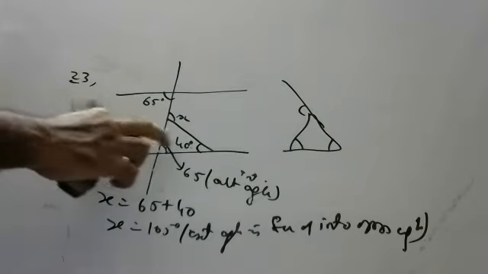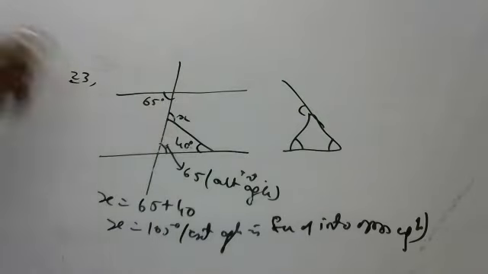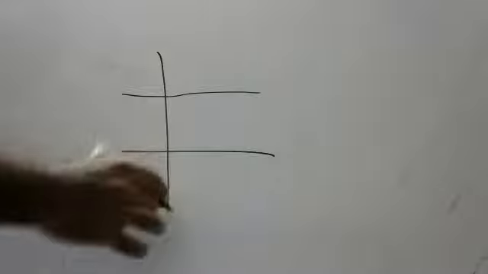Or else you can find this angle by angle sum property, then you can apply linear pair. There also no problem. Go to 24th question, children. You have to complete it. Over the next days we have to start the triangle properties too.